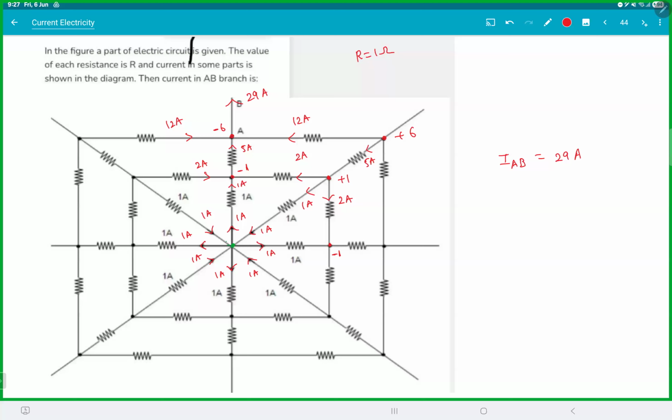Clear with this? So actually 29 will be, this also will be 29. This 29 will go inside. So all these outer branches will have 29, and all these branches will have 5 amperes.